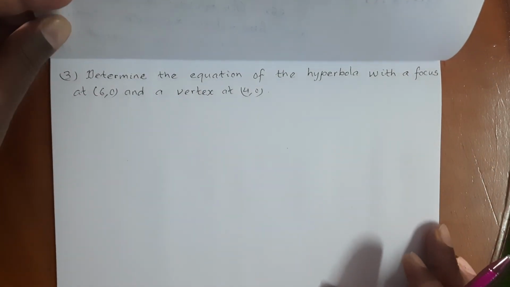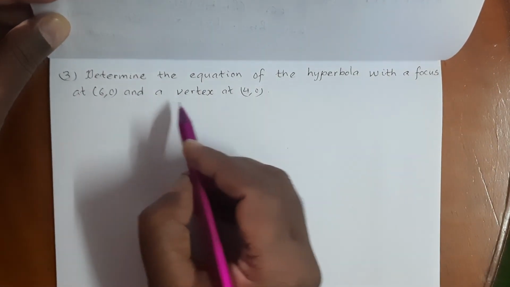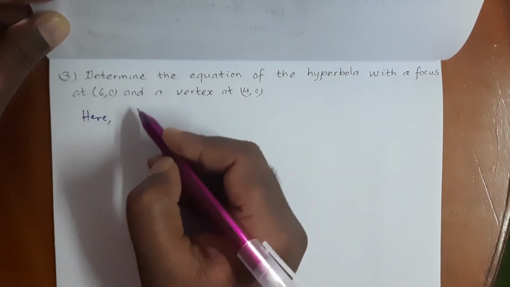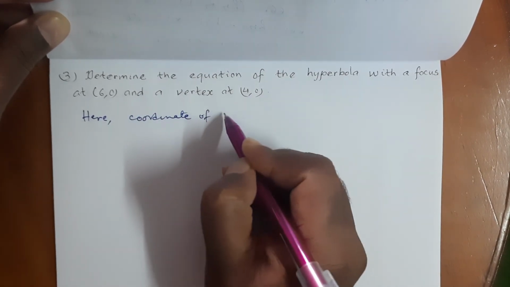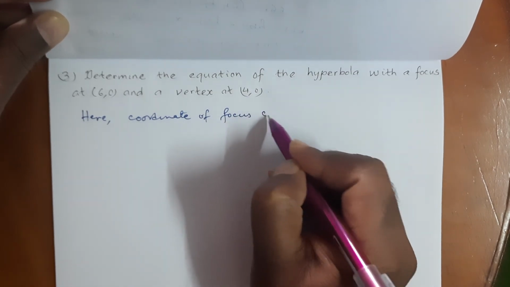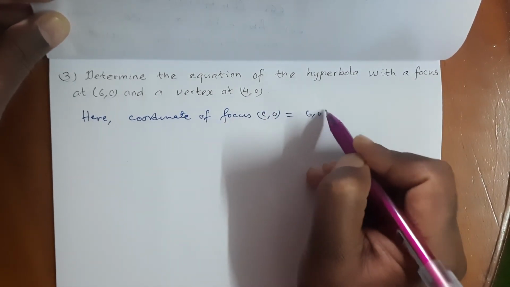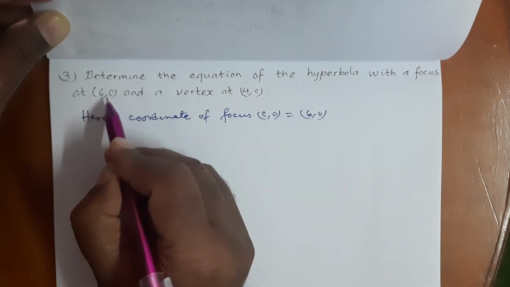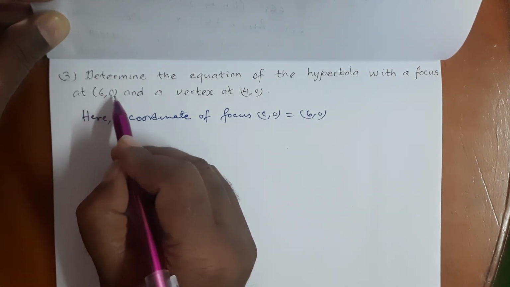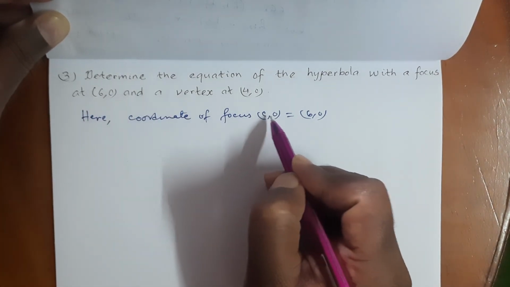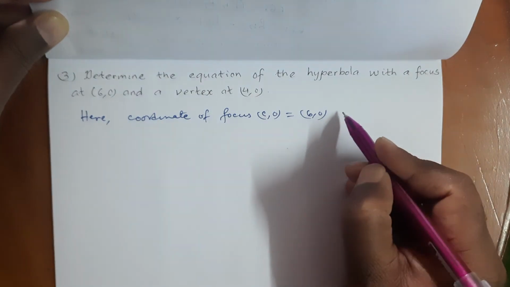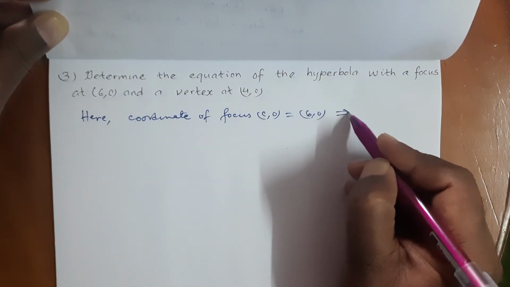So now look at one more question. Determine the equation of the hyperbola with focus at (6, 0) and vertices (4, 0). Here the coordinate of the focus (c, 0) equals (6, 0). If positive (6, 0), one focus is given, then we compare with (c, 0). If (minus 6, 0) is given, we compare with (minus c, 0). Okay, and simply the value of c we will find out.